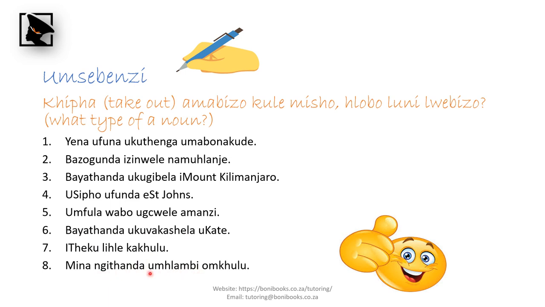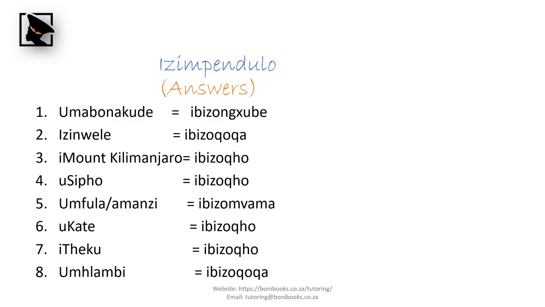Mina ngithanda umhlambi omkhulu. So take your time. Do it slowly. Take sentence by sentence. Take out the nouns that you get here. And then say what type of noun each one is. Okay. So once you have done that, you can go to the next slide. Get your answers. Compare these answers and your answers. So if there's something that is not coming right, make sure you go back to your slides, revise your slides, and then you will be okay.